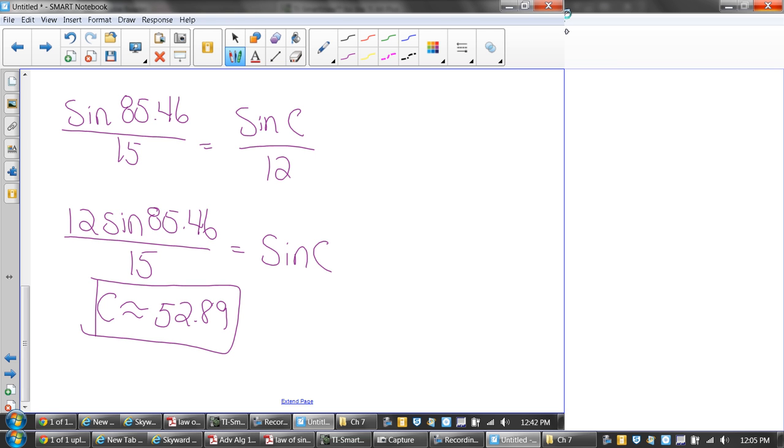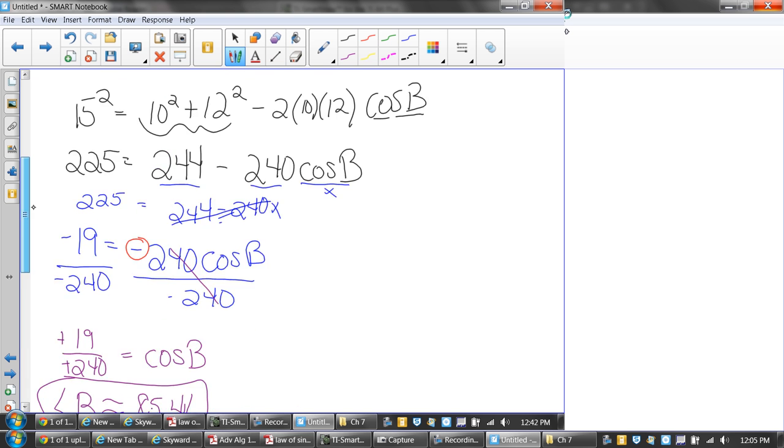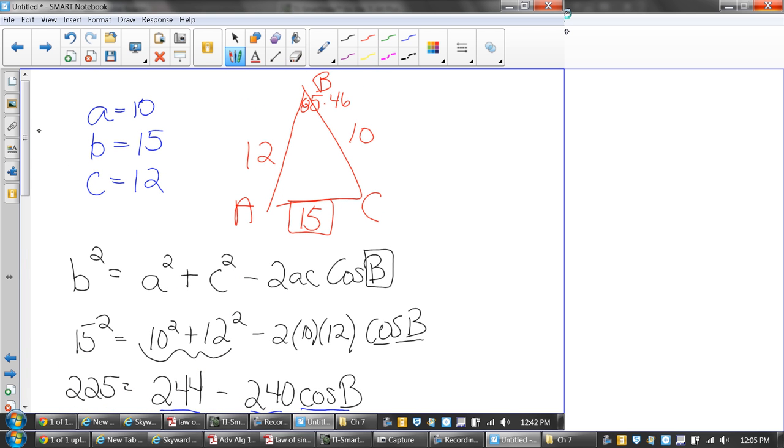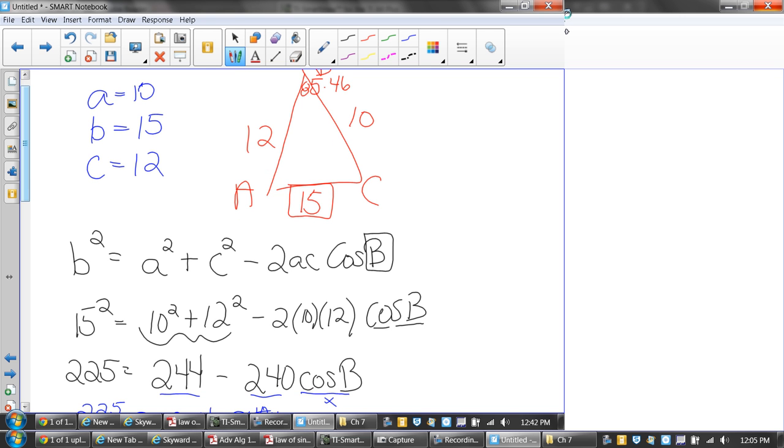Now what do we have? We have angle B and angle C. How can we get angle A? Subtract from 180. Angle C was 89. Add those up, subtract from 180. And B gets what? 41.65.